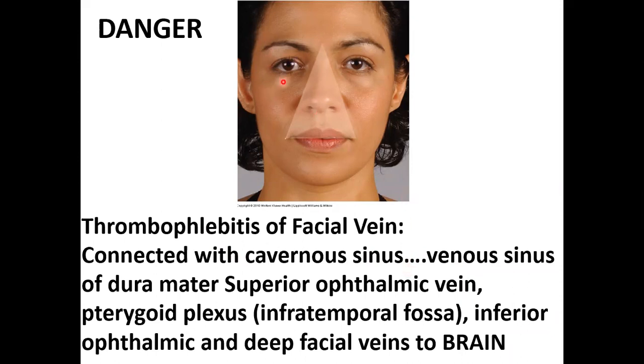There are different veins on your face that are going to allow this pathway. She lists them here, and there's a picture later on that's going to show you these veins, but I'm just going to say their names now. And then when we look at the picture, we can refer back to their names. So your superior ophthalmic vein, your pterygoid plexus in the infratemporal fossa, which is an area in the face, and then your inferior ophthalmic and your deep facial veins are all pathways that infection can travel to get back to this cavernous sinus and therefore back into the brain.